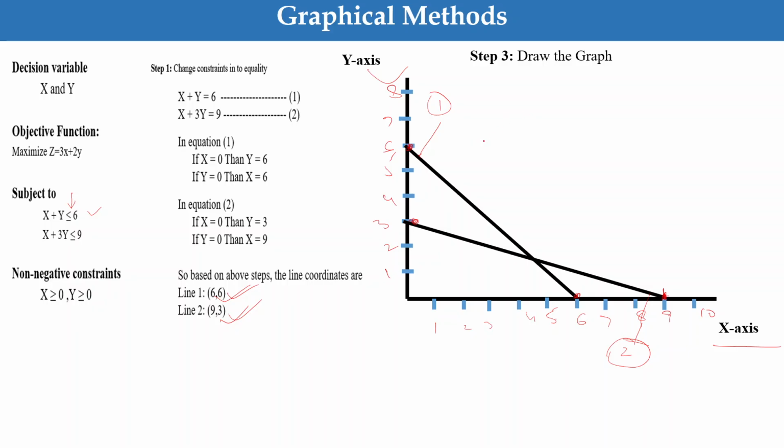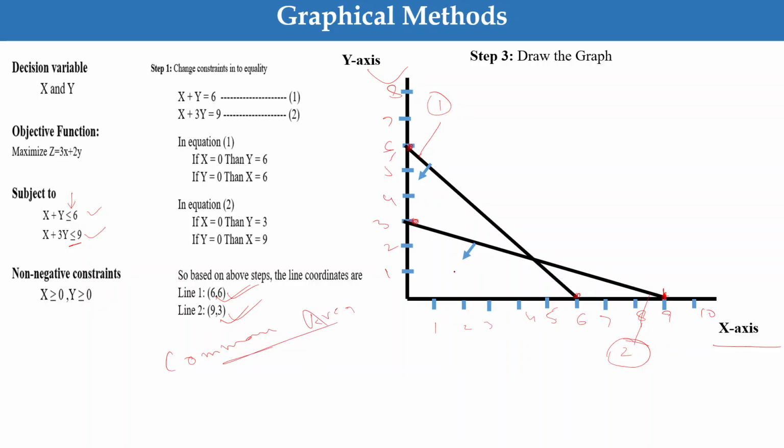Because this is a less than or equal to sign, I'll mark one arrow in this towards 0. Now in the second line, again we have the same. This is the second line, so I'll mark it. So I have marked two arrows in this. Once I mark the arrows, now I have to find the common area.